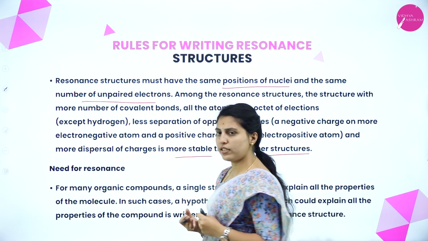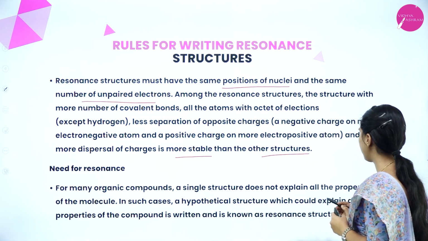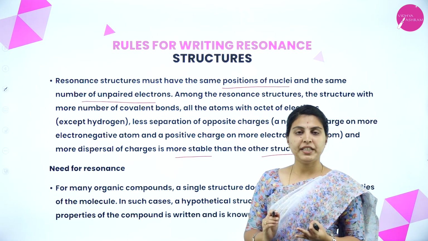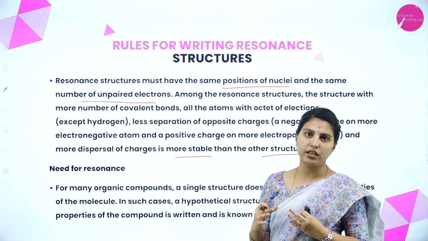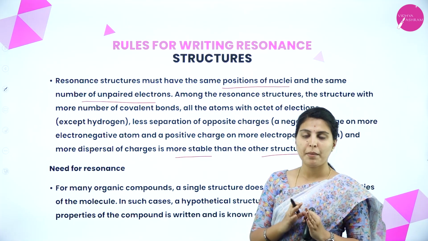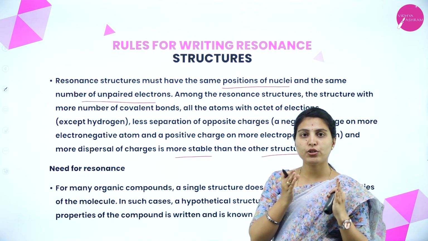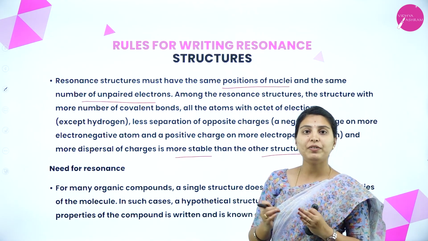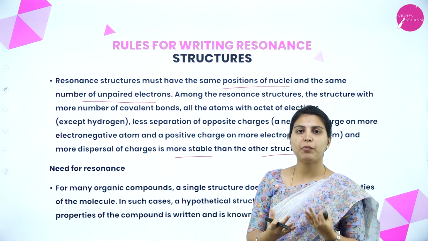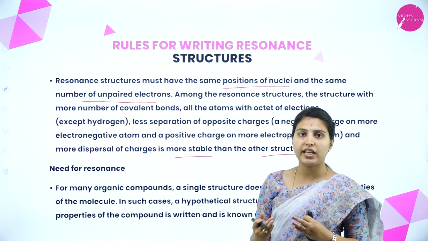What is the need for resonance? For many organic compounds, a single structure does not explain all the properties of the molecule. It means if we write benzene or any kind of compound in one structure, the bond angle will be the same. By that bond angle, the melting point or boiling point will be comparative to that structure. If we change the structural order a little bit, obviously the melting point or the boiling point, the bond angle, all the physical properties or all the chemical properties will be changed.